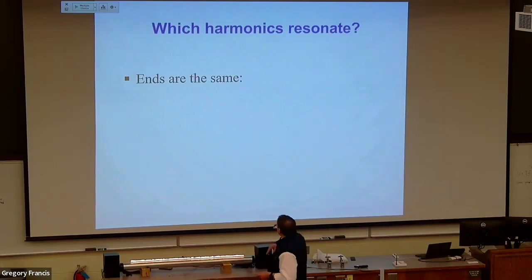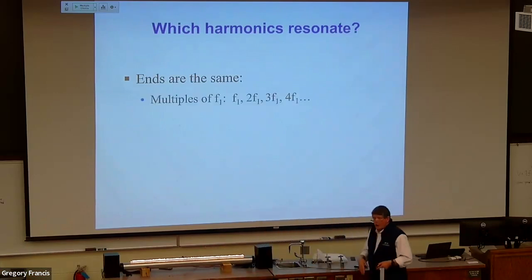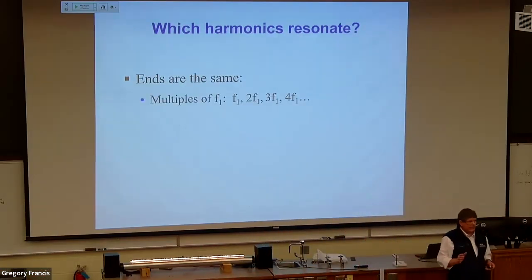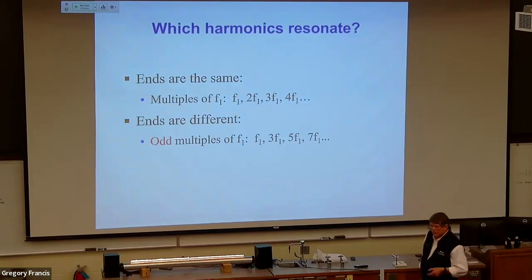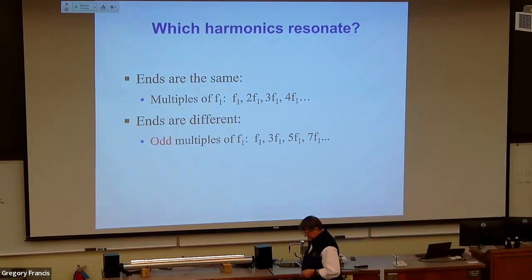Okay? We find that if the ends are the same, we get all the harmonics. If the ends are different, I only get the odd ones, F1, F3, F5, F7, F9, and so forth. Check that your neighbor understood that from Tuesday's lecture, please.